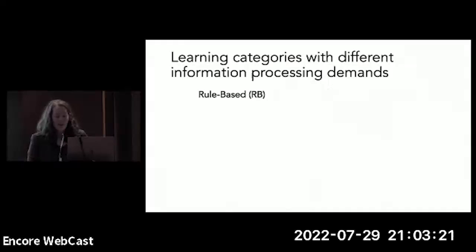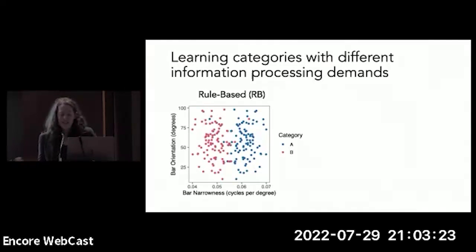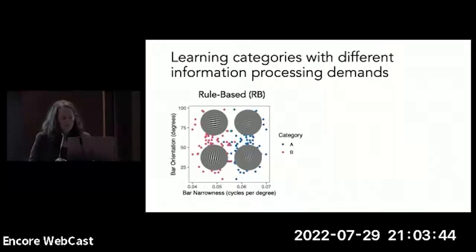Focusing on these rule-based categories, I can give you an example here where each dot in this plot represents an individual stimulus, and the different colored dots represent members of different categories. The dimensions that I'm showing you on the plot correspond with dimensions that make up a Gabor patch. It's a very simple visual image. How narrow are the bars in the image and what is the orientation of those bars? If I show you a few examples from these different categories, based on the orientation of those dots in the plot, you can see that to learn these categories, you really just need to selectively attend to that bar narrowness and completely ignore the bar orientation.